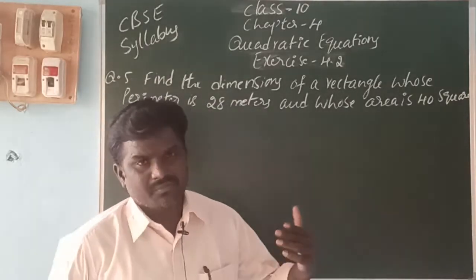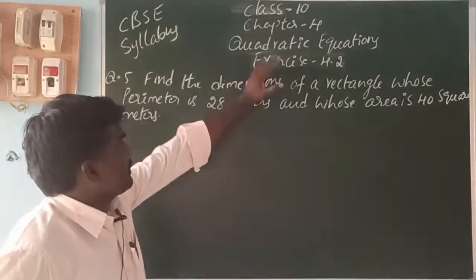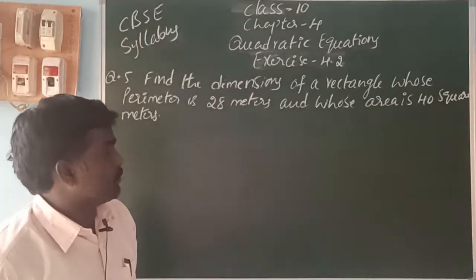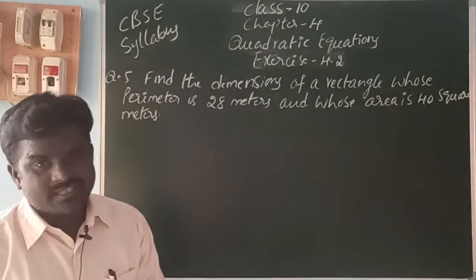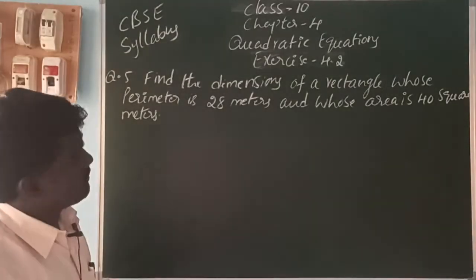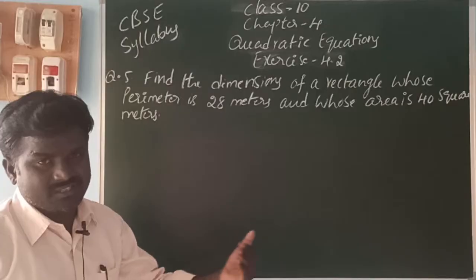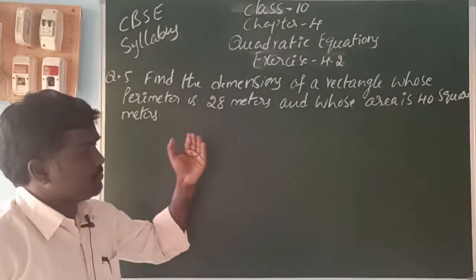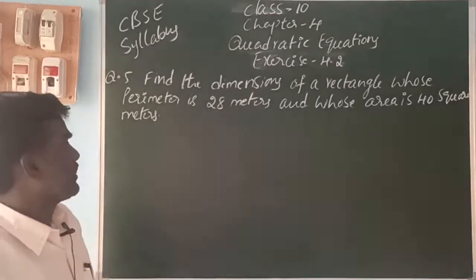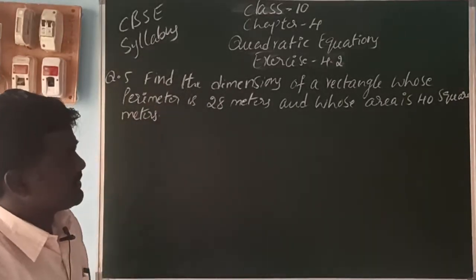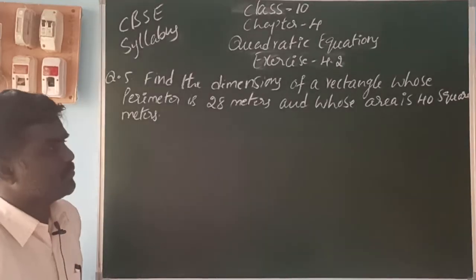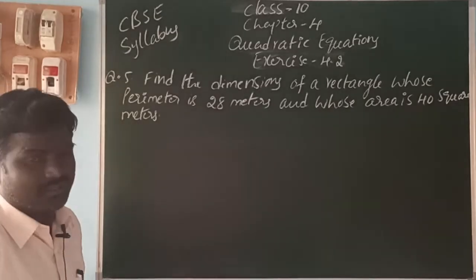Okay, today I am explaining the class 10th chapter 4 quadratic equation exercise 4.2 fifth question. It is a CBSE syllabus or NCERT syllabus. Okay, here question number 5. In the previous video I explained the 1, 2, 3, 4 problems. Now I am explaining the fifth problem. Find the dimensions of a rectangle whose perimeter is 28 meters and whose area is 40 square meters.